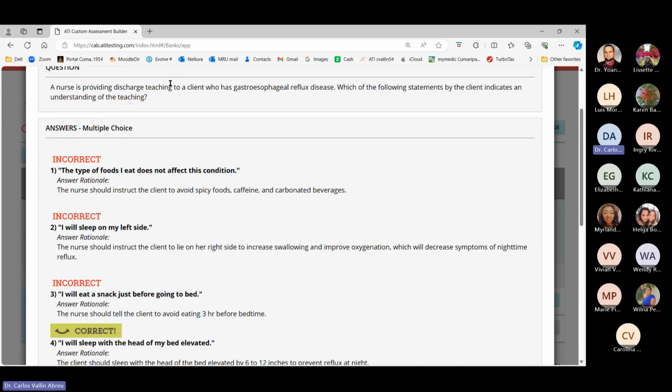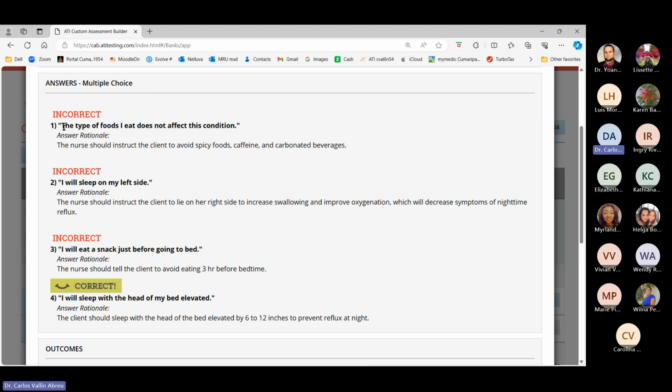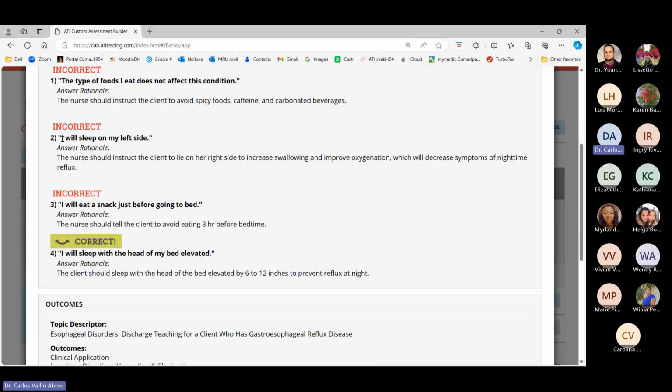A nurse is providing discharge teaching to a client who has GERD. Which of the following statements by the client indicates understanding of the teaching? The type of food I eat does not affect this condition. Yes, it's affected by this. I will sleep on my left side. No. For GERD, it's better to sleep on the right side. Even if it's a contentious topic, there are some people that think the opposite. I will eat a snack just before going to bed. No. I will sleep with the head of my bed elevated. Yes, this is the best answer.